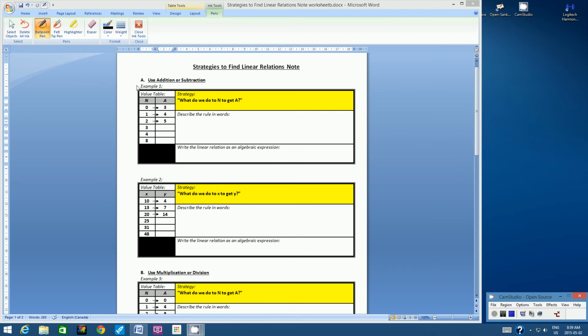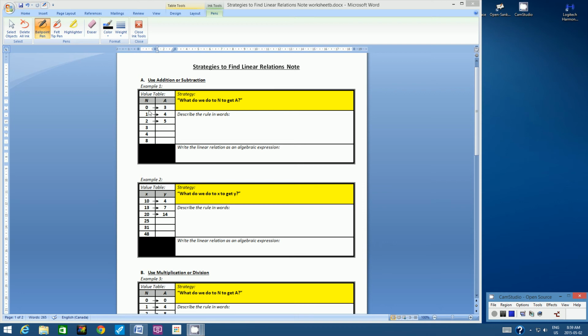Alright, let's look at the first section. Section A, there's a really big hint here. Use addition or subtraction. So I've got a T-chart here, okay? We've got the value table, we've got the N value, and we've got the A value, okay? So here's the strategy here. I've highlighted it in yellow. What do we do to N to get A?